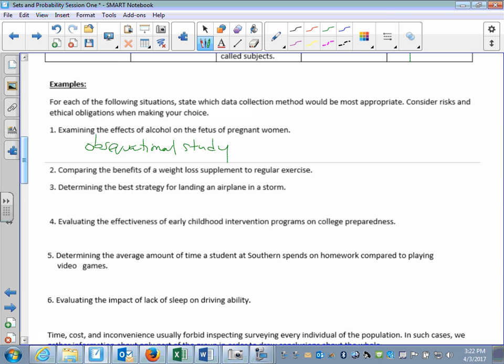Now, comparing the benefits of a weight loss supplement to regular exercise, this would probably be best found out through an experiment. Determining the best strategy for landing an airplane in a storm. Well, you don't want to try this a couple of times and find out, oh, this is not a good way. So we would probably use a simulation for this one.